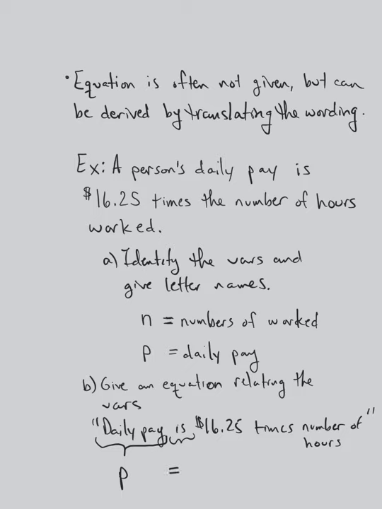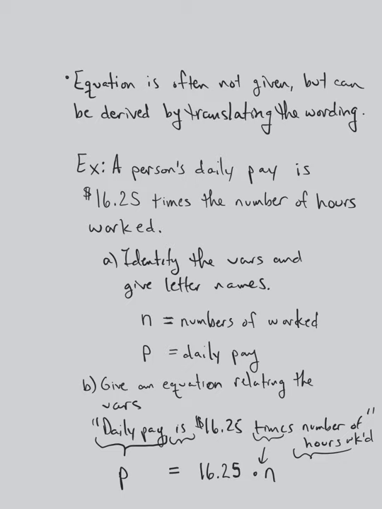And then we have 16.25, and I'm going to point something out in a moment. You might be wondering why I didn't write the dollars there. 16.25, and then times, so there's a multiply, and then number of hours worked. Again, remember now we have a variable to represent that, and so I would use the letter N for that.